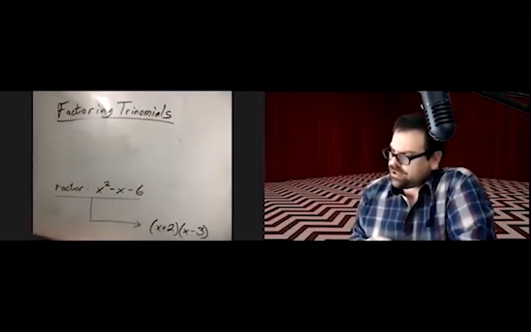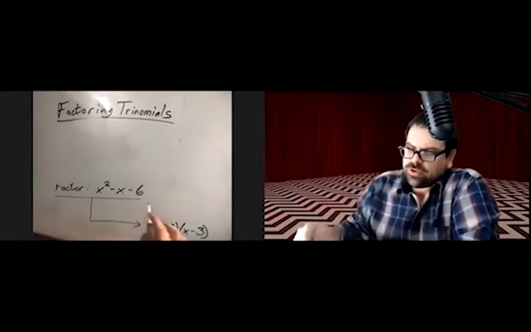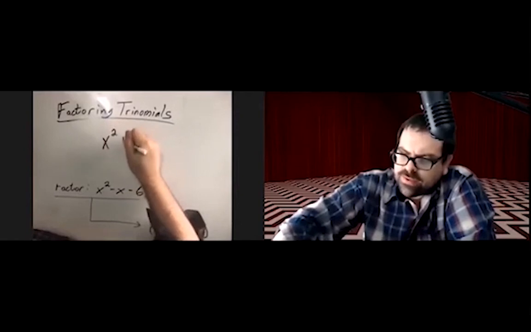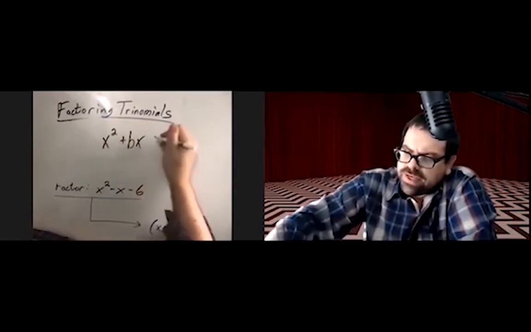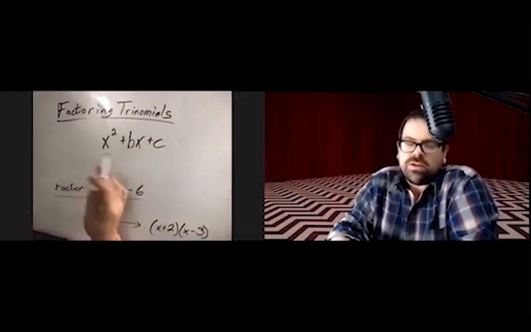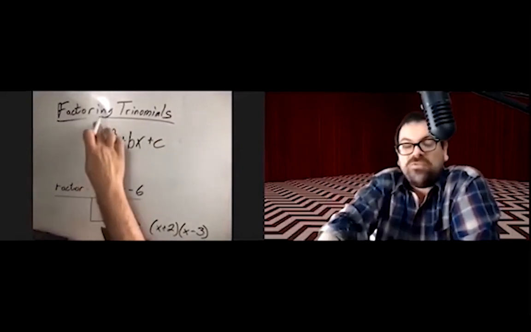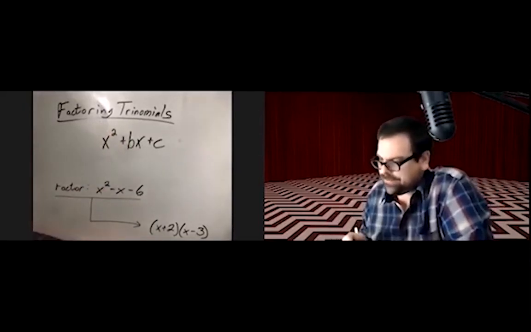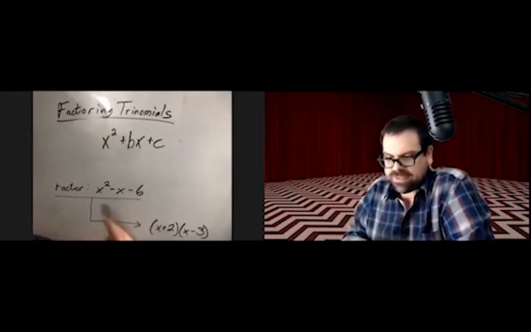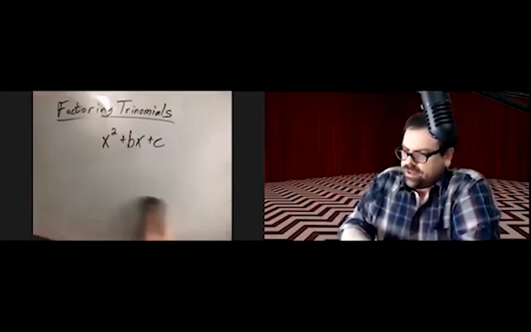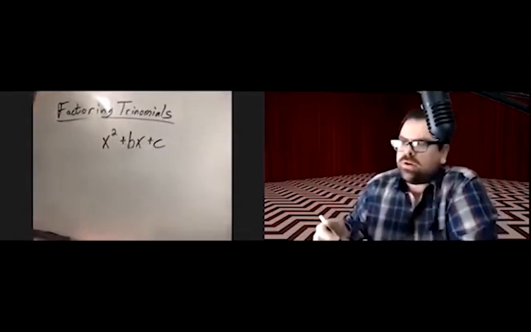The first thing we're going to do is look at trinomials in this form. X squared plus bx plus c. So no visible coefficient on the x squared, well, a coefficient of 1. That would be something like this. And I'm going to go ahead and just erase that for now.